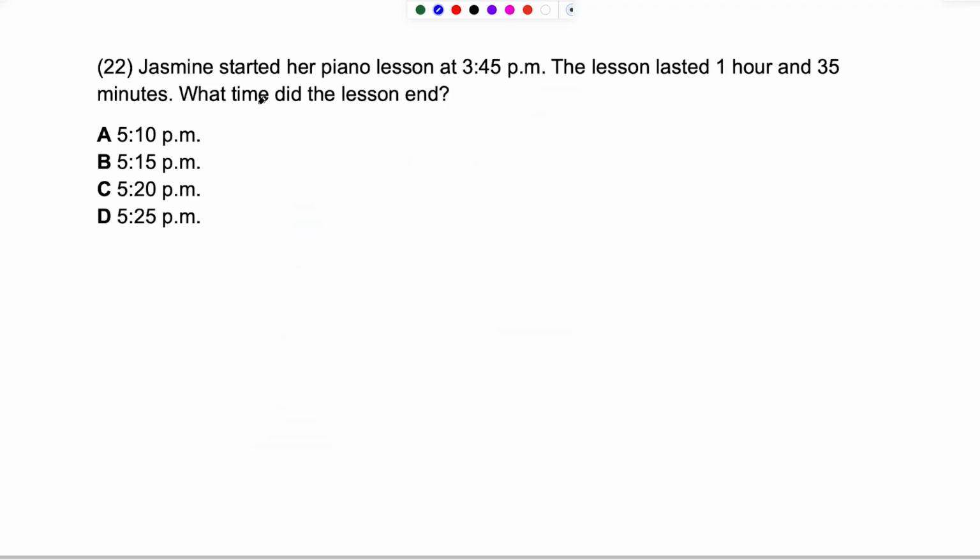Question 22, Jasmine started her piano lesson at 3:45 p.m. The lesson lasted 1 hour and 35 minutes. What time did the lesson end? So for this question, I'm going to draw out a clock. Okay, so there's the clock.